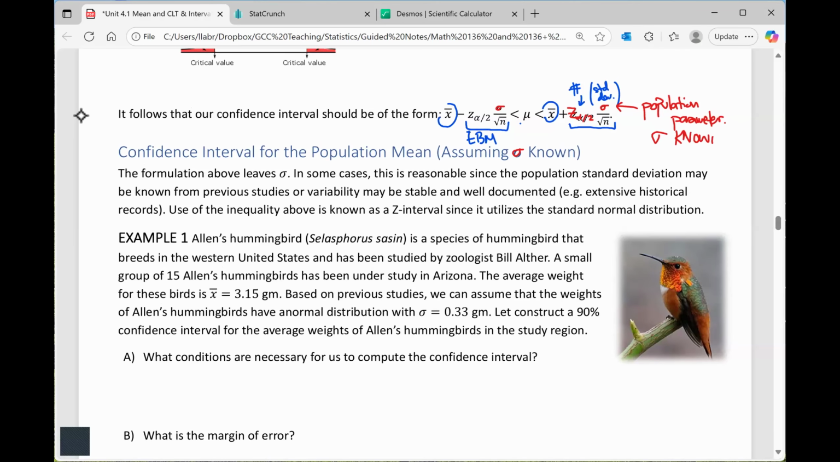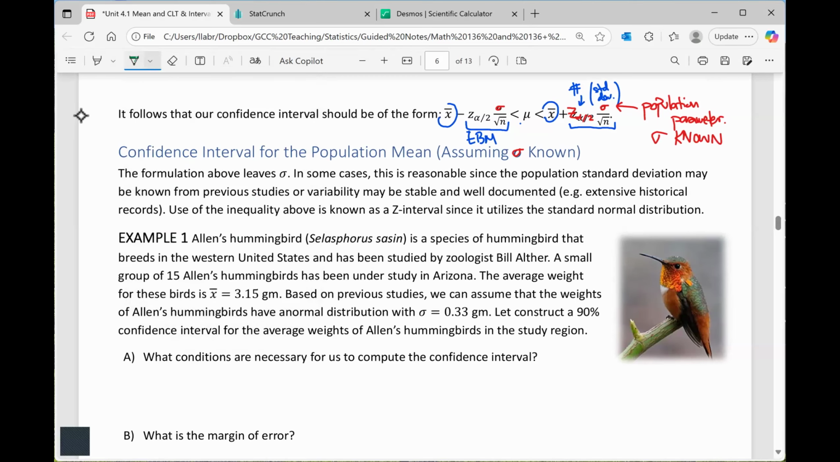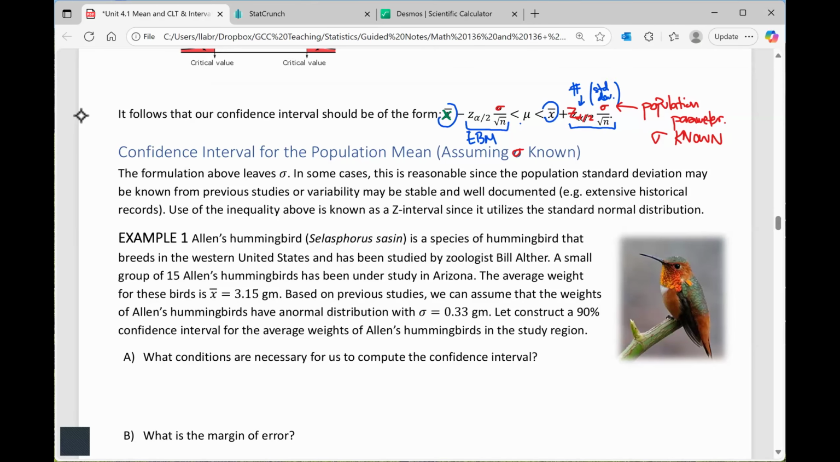And so I'm basically going to use my sample. Let's emphasize what comes from the sample. X bar comes from the sample, and so does n, your sample size. Sigma is going to be given to you. We're going to assume that you know it. And then, if you have a significance level or a critical value, we can go ahead and compute the interval itself. So here's our first example.